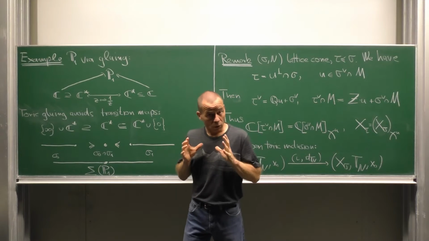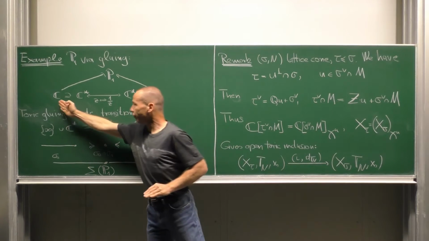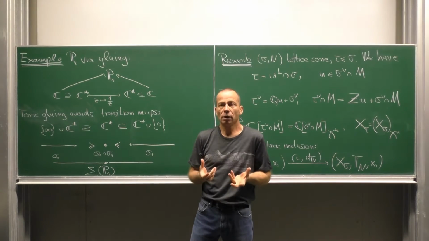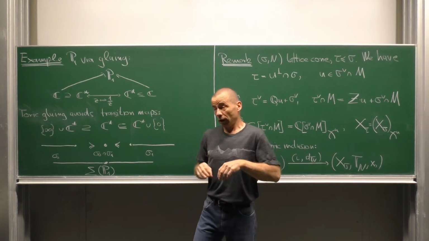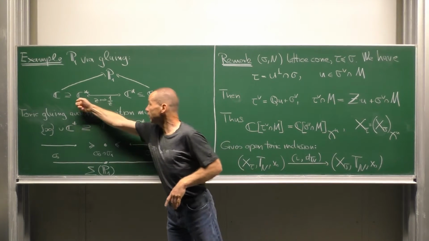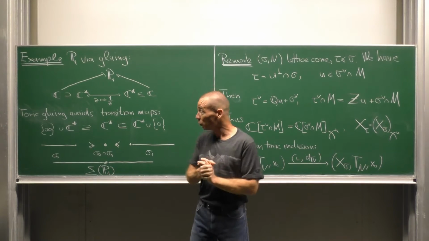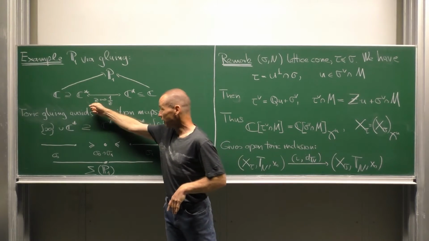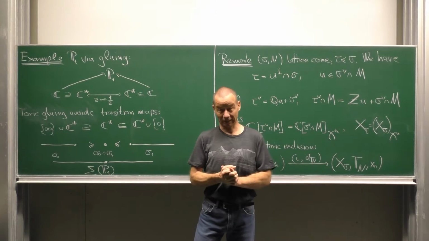Classically it can also be obtained via gluing two copies of the affine line C along the open subset C star. Then one has to be careful how to identify the points here. In order to get P1, the rule is that one identifies Z on the one side with 1 over Z on the other side.